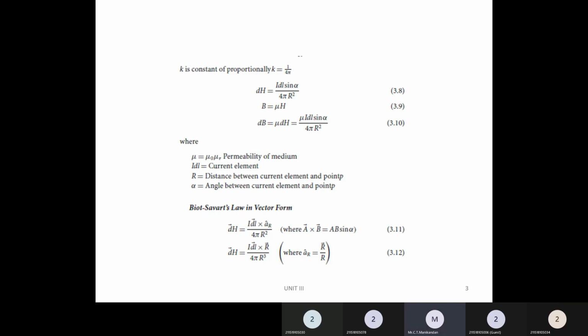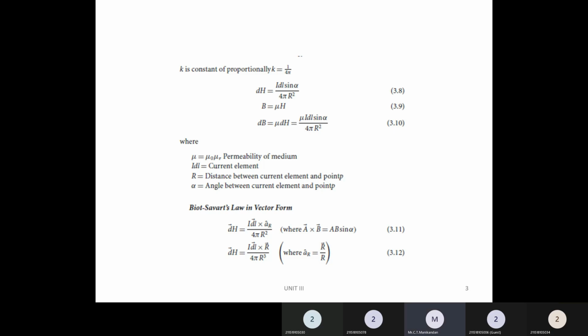So you'll be getting the relation between flux density and field intensity: B is equal to mu H. So dB equal to mu into dH. We already know mu, and the dH value is nothing but I dL sine alpha divided by 4 pi R square.